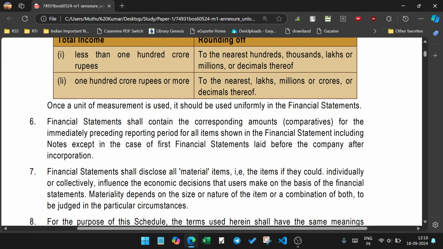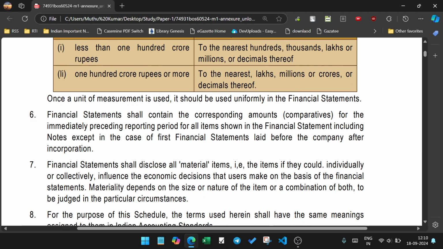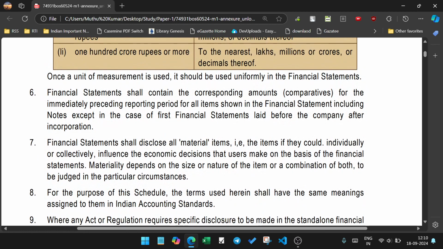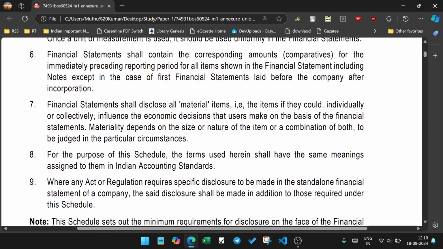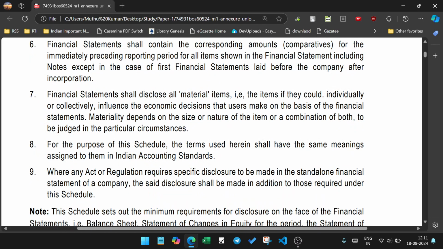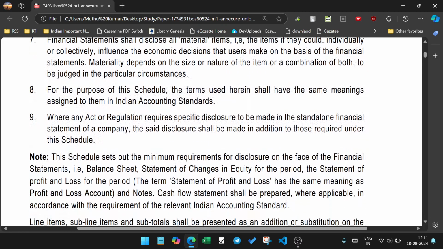The financial statement shall contain the corresponding amounts of the immediately preceding financial year for the items shown in the balance sheet, including the notes, except in the case of first financial statements laid before the company after incorporation. Financial statements shall disclose all material items, that is, items that could individually or collectively influence the economic decisions of users made on the basis of financial statements. Materiality depends on the size and nature of the item, or a combination of both, to be judged in the particular circumstances.